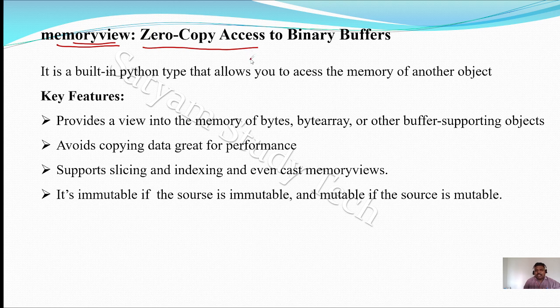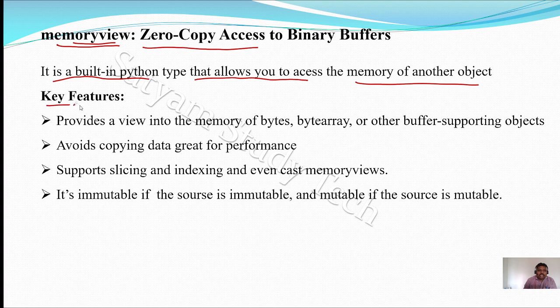For example, whenever you take a slice, it makes one extra copy. But whenever you use memoryview, it is zero-copy, so it does not take any extra copy. That is the zero copy. It is a built-in Python type that allows you to access the memory of another object.